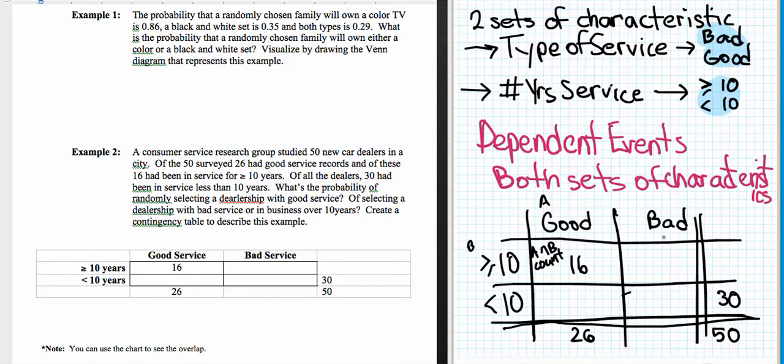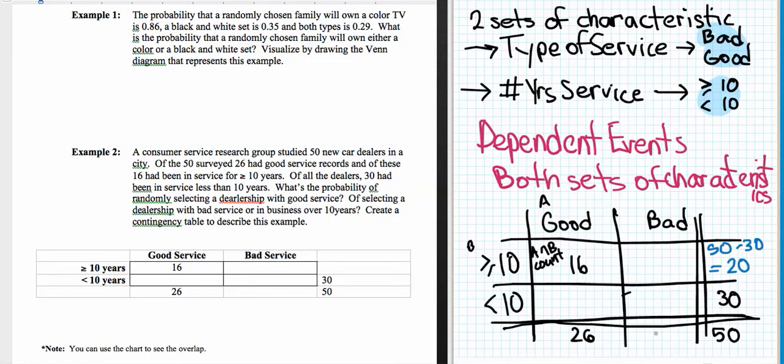Okay, now the next thing it tells me is that of all the dealers, 30 had been in service less than 10 years. So all the ones that have been less than 10 years, there are 30 of them. And that's all it tells us. From there, we can actually fill in all of the other boxes. So I'm going to change colors. I think I'm going to go for a darkish blue here. If I want to know what's in this box, that's just 50 minus 30, because these have to add up to 50. So that would be 20.